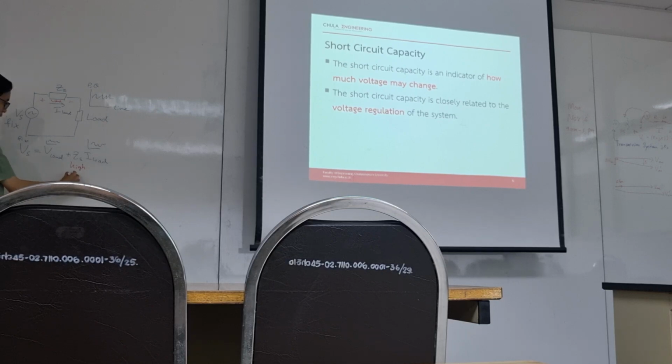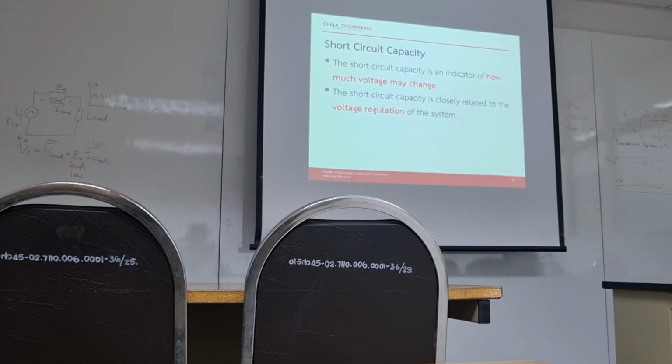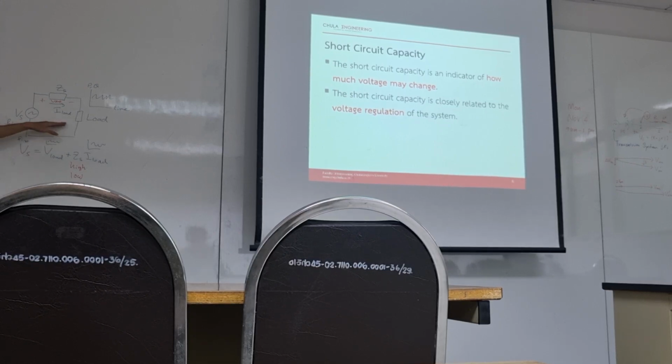Weak means the voltage will vary a lot when the load changes. However, if this is low, the load voltage will not vary much. We call this system strong. Okay? If this is low, the voltage will not vary a lot. We call this system strong. Can XS be zero? Zero means this voltage is an ideal voltage source, and the voltage at the load will be constant. So this is a super strong system, right? The voltage at the load will not change at all if XS is zero. This will be a super strong system.